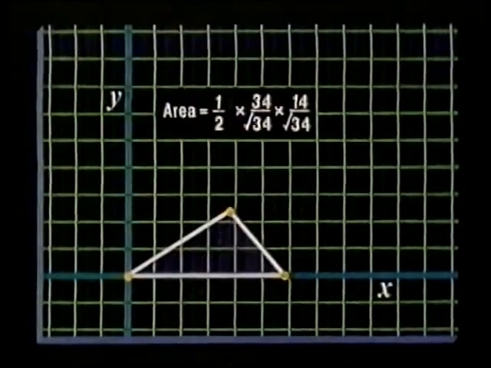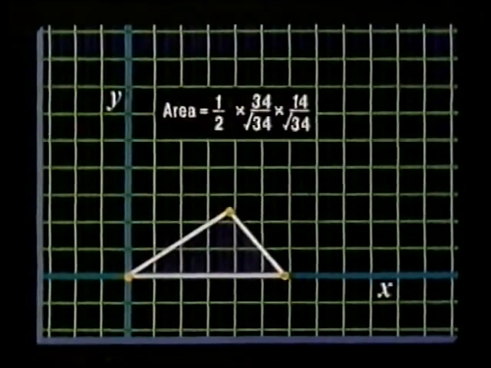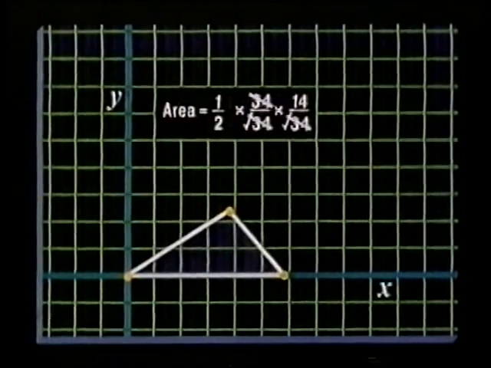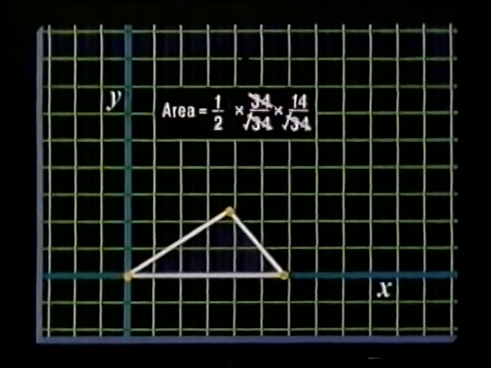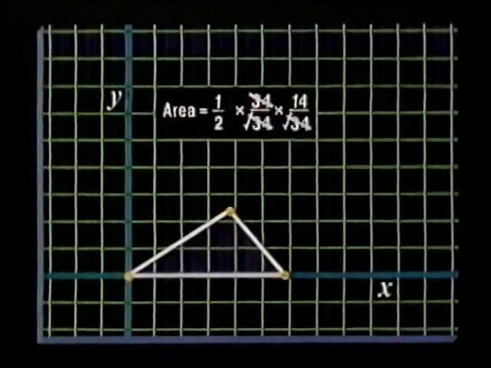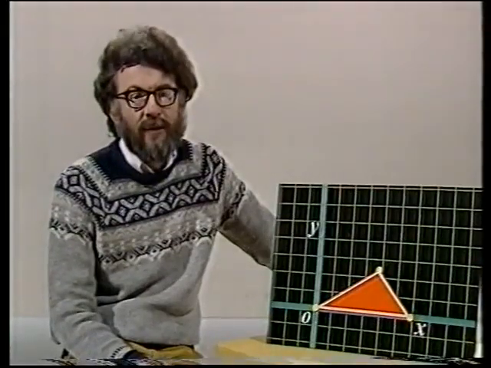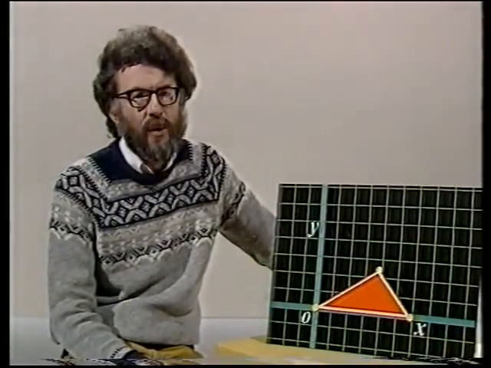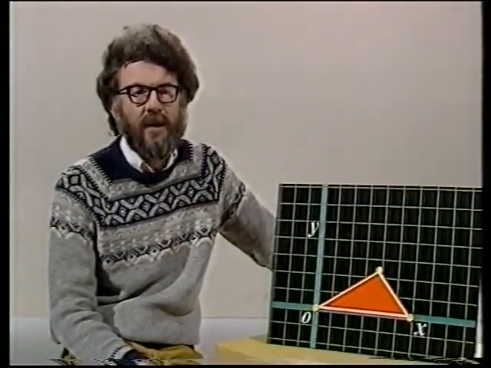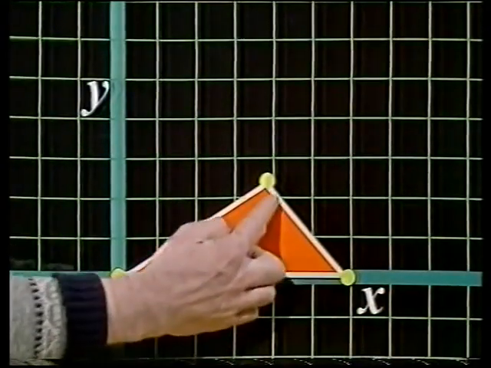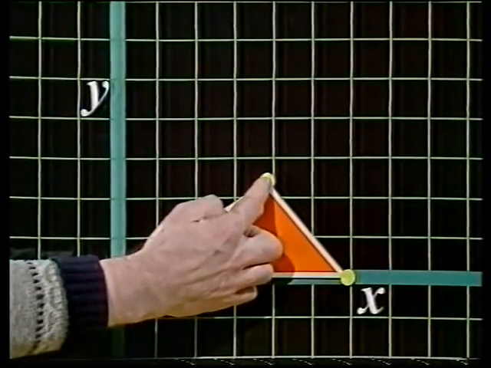And this simplifies. The root 34's cancel with 34 to give 14 over 2, which is 7. So having done our transformation, all we required were 2 values in order to calculate the area: the x-coordinate of this vertex and the y-coordinate of this one.